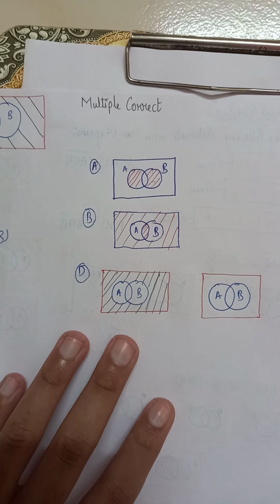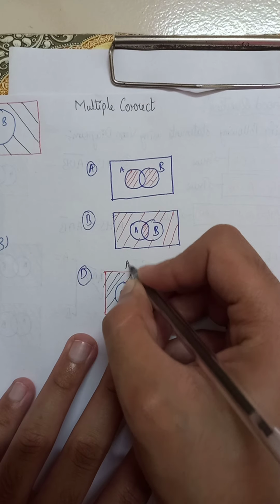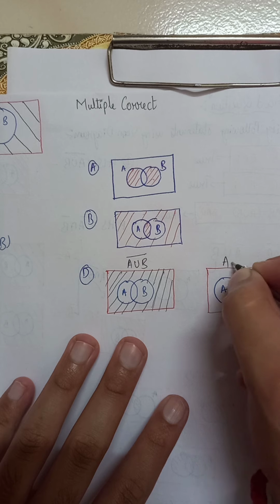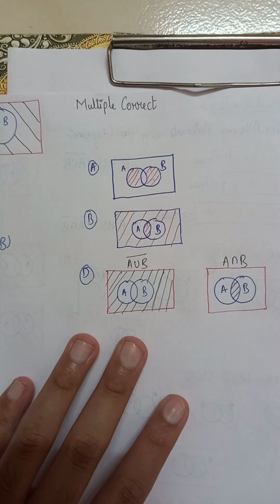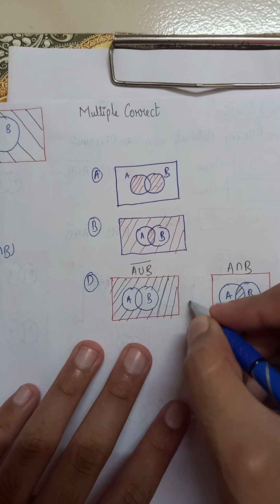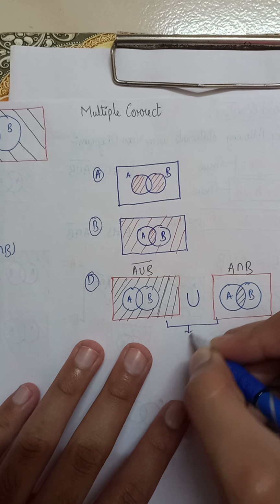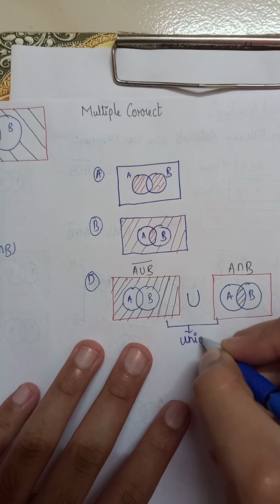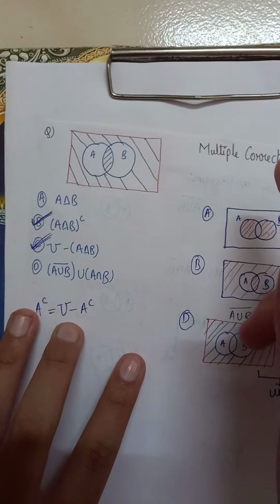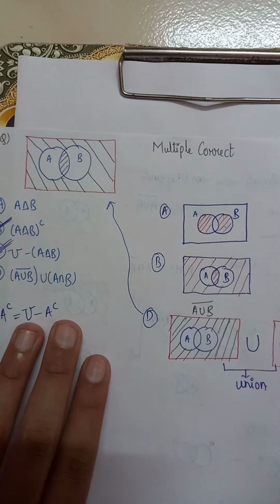What about A intersection B? A intersection B is like this. So this is A union B complement, and this is A intersection B. Now by taking the union of these both, you get the same Venn diagram as resembling the question.